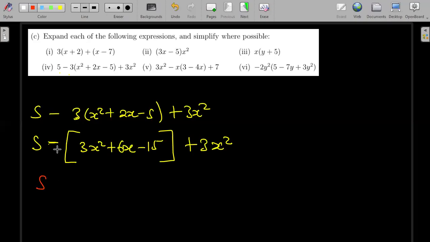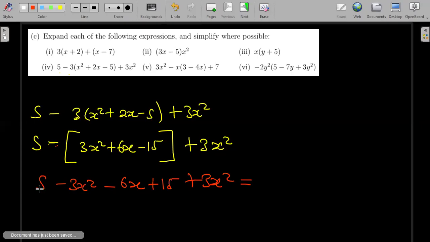Okay? And then now I can multiply whatever I have in the brackets with a negative. So negative multiplied by this, I get minus 3x squared. Negative by that, I get minus 6x. Negative by negative, I get what? Positive 15. And then plus this, x squared. So now here, let's group them. Let's group those that have x squared together, those that have x's together, and those that have no x together.